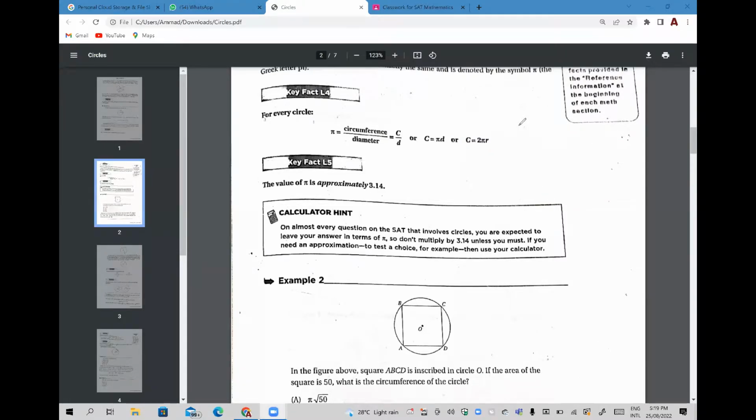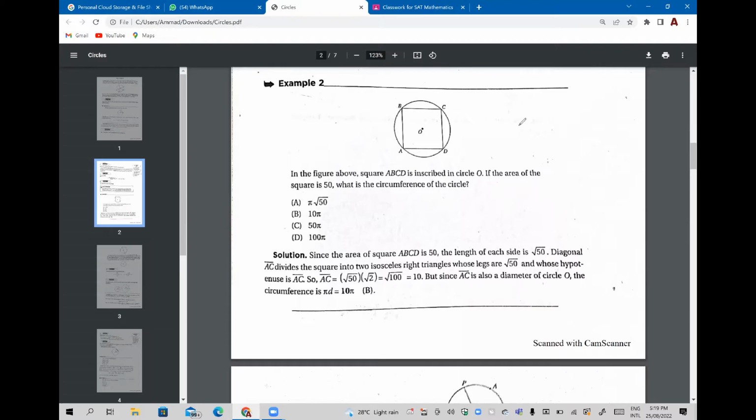Let's look at example number 2 here. In the figure above, square ABCD is inscribed in circle O. Inscribed means that the square is inside the circle. If the area of the square is 50, what is the circumference of the circle? What does area of 50 mean?